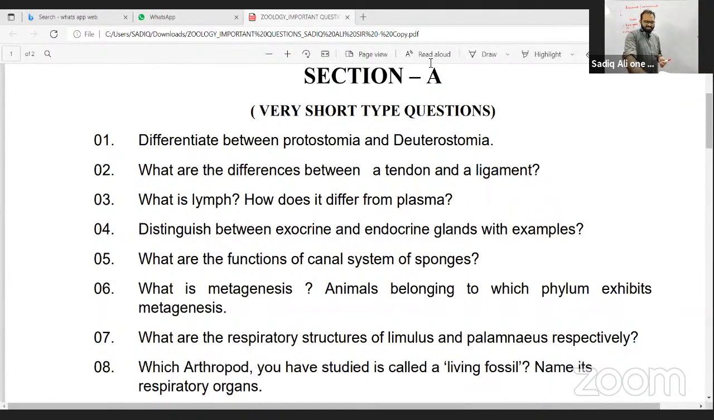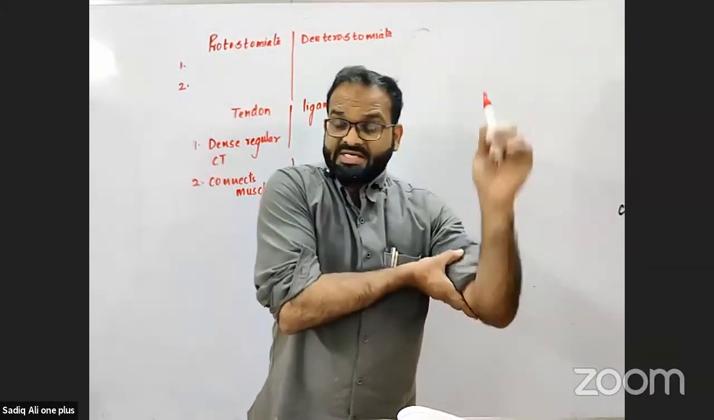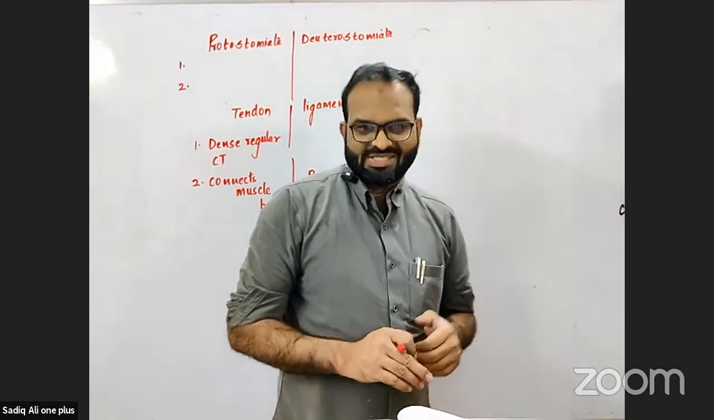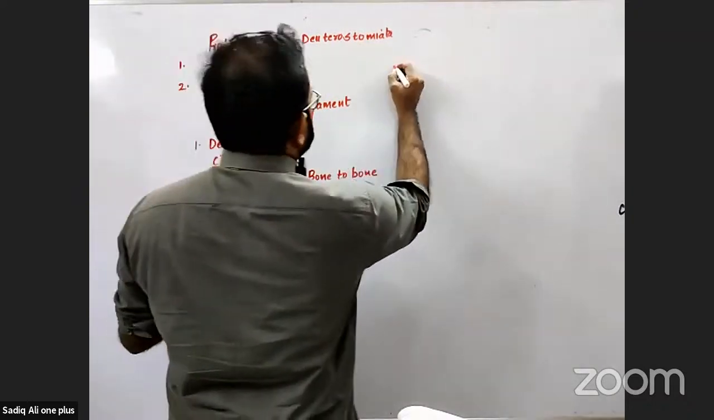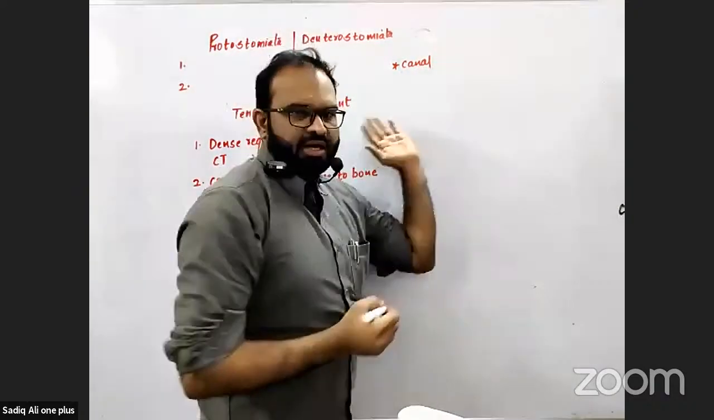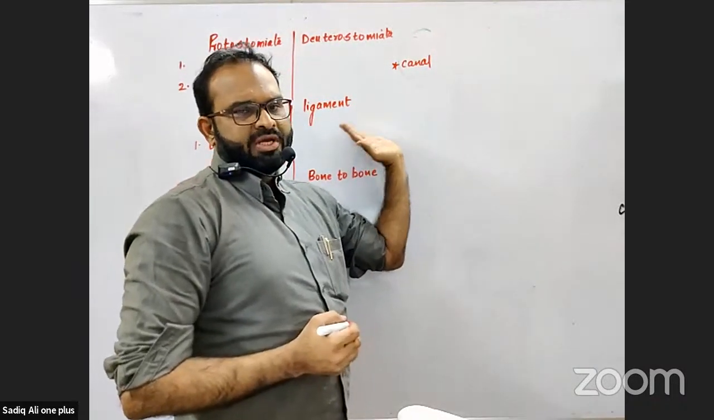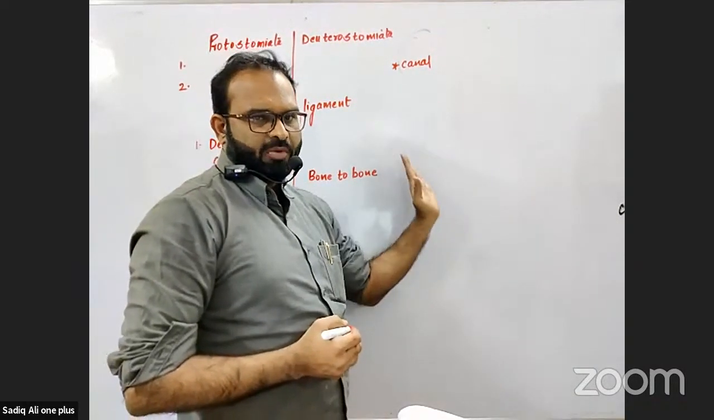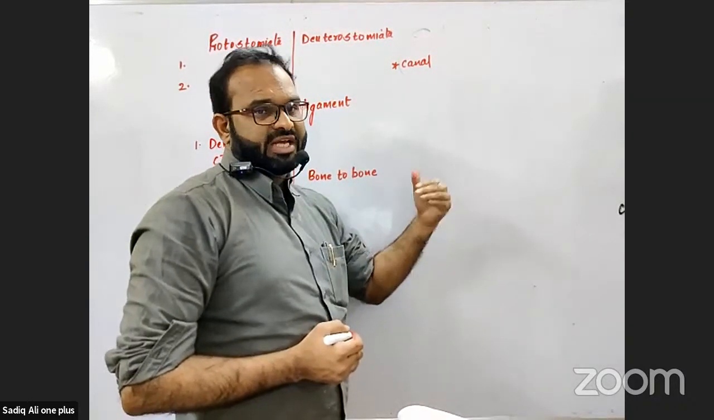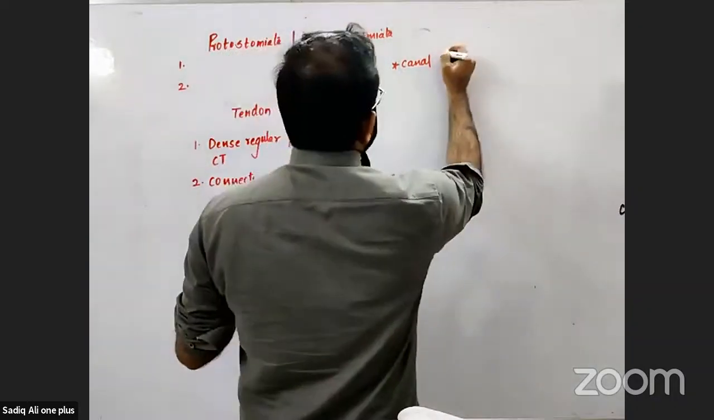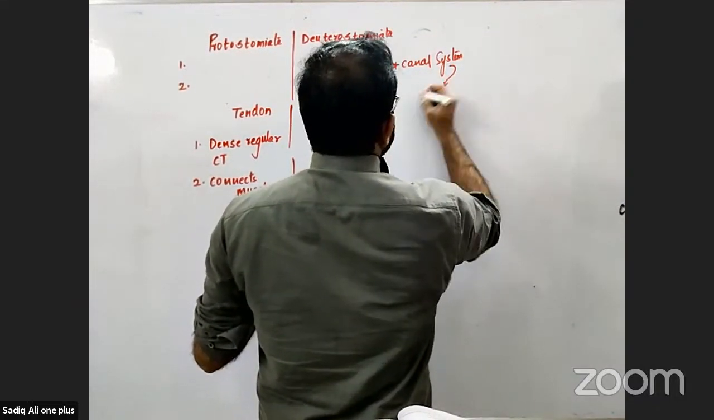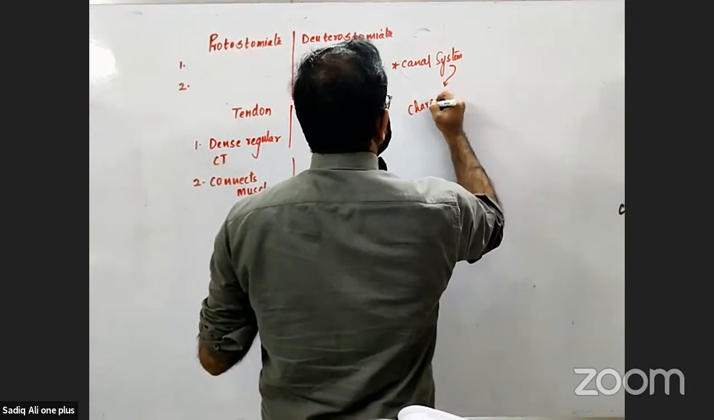Students, I repeat one more time. Canal system is the characteristic feature of sponges. Canal system question, students, very important. I am writing on the board in a scattered way. Don't expect a board picture. I am explaining orally and doing a quick revision, students. So canal system is the characteristic feature of sponges.